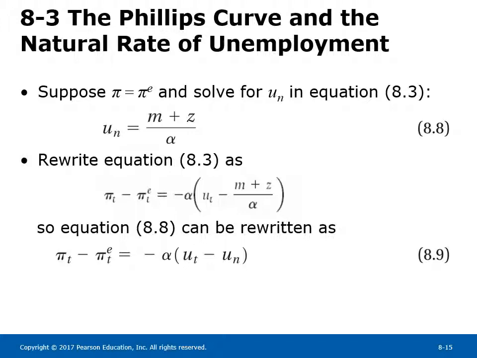Equation 8.8 tells us that the natural rate of unemployment depends on the magnitude of parameters m, z, and alpha. It does not depend on the inflation rate. Equation 8.9 gives us another way of looking at the relation between inflation and unemployment. The difference between actual and expected inflation is negatively related to the difference between actual unemployment and natural unemployment.